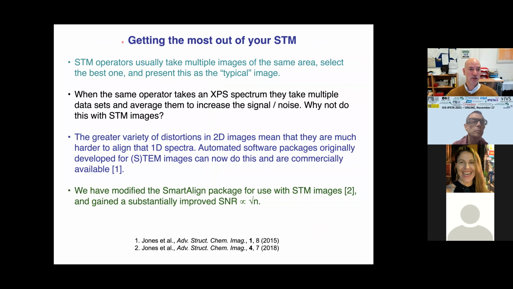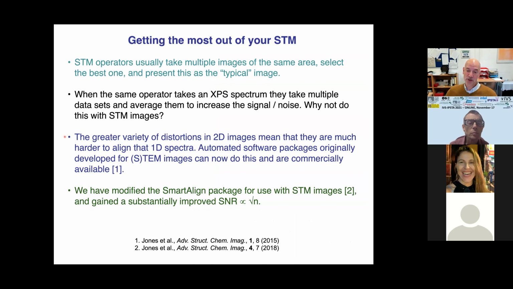So how can you get the most out of your STM? Well, like I said before, if you're an STM operator, you normally take multiple images and you throw a lot of those away. But if you take an XPS spectrum, you take lots of scans and you average them. And why don't we do that for STM images? Well, the reason is because of these image distortions, and they mean that it's much harder to align images than it is spectra.